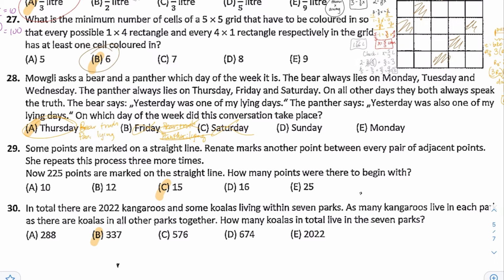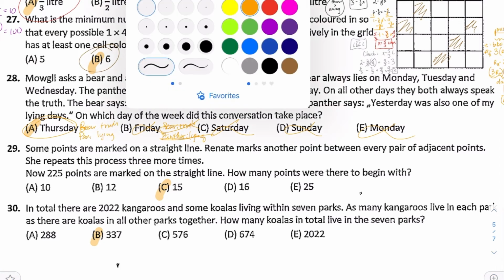And then if it's Sunday, both of them should tell the truth on Sunday. So if today is Sunday, both of them are telling the truth. For the bear, saying yesterday was one of my lying days would be a lie because the bear told the truth on Saturday. So you eliminate that. And then for Monday, both of them told the truth the day before. So the bear would be lying, and so would the panther. So that would be wrong. So the answer has to be choice A, not just by doing process of elimination.